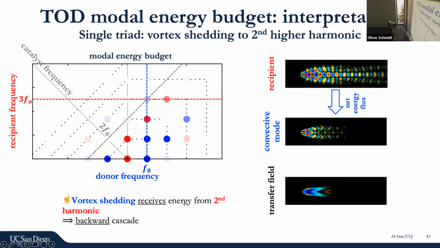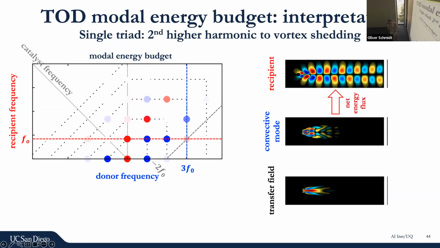But we can see that the vortex shedding actually receives energy from the second harmonic, right? So we have to go down the forward cascade a while to find backscatter into the fundamental. And where does it happen? One of these shear layer regions between the bypass flow and the separation region.